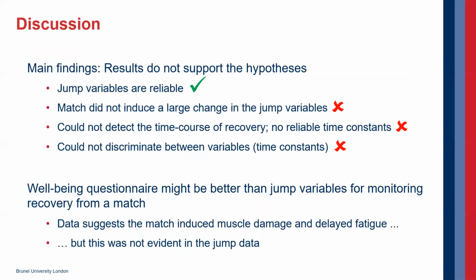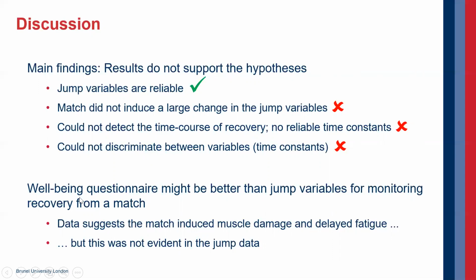So the main findings were that the results don't support our hypotheses. Although the jump variables were reliable, the matches didn't induce large changes in the jump variables. And we couldn't detect a time course of recovery. When we had an exponential fit, we weren't able to get reliable time constants out. And because we didn't get reliable time constants, we couldn't discriminate between the variables. We couldn't say that one variable was more sensitive than another jump variable.